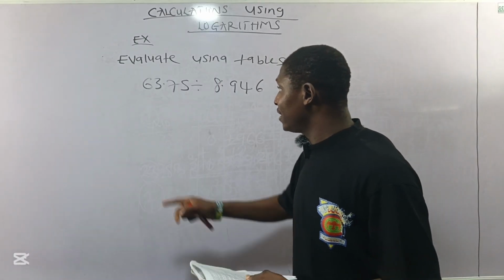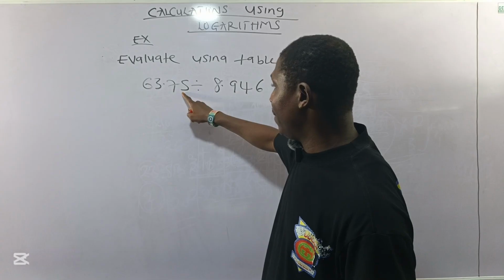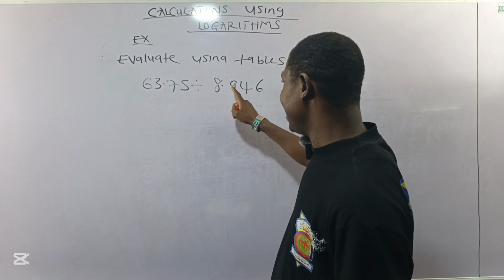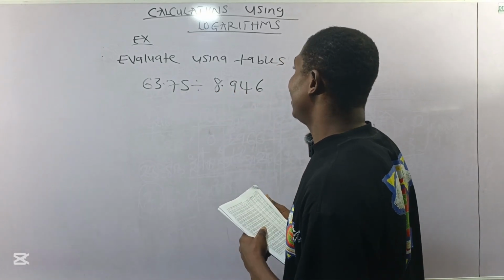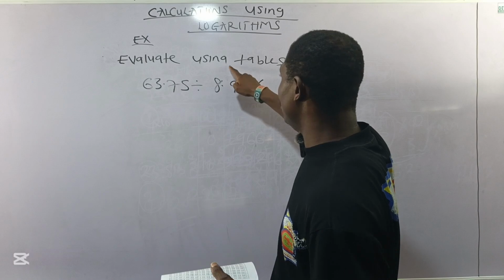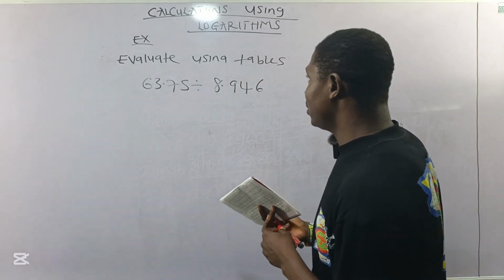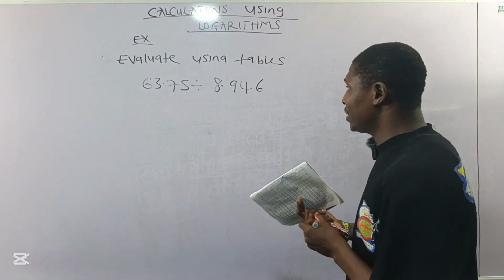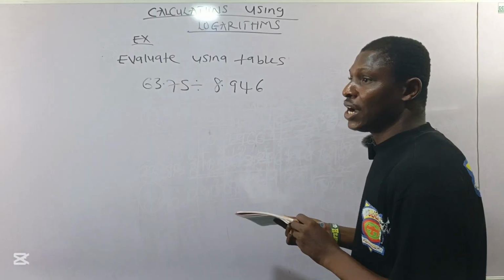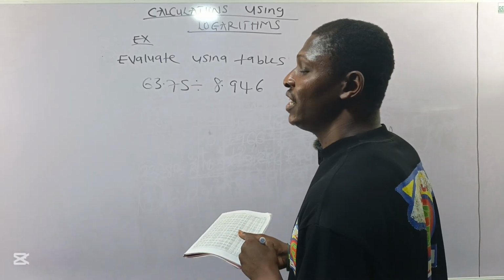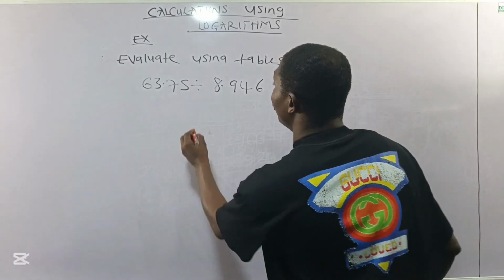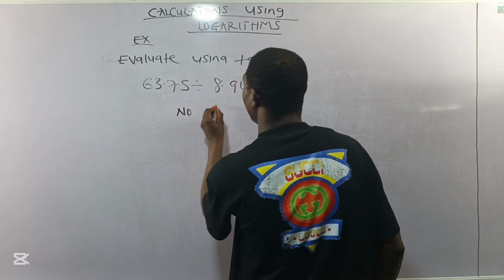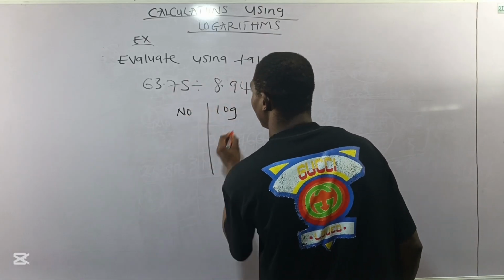Our next question is 63.75 divided by 8.946. They say we should evaluate using tables. Using tables in an exam simply means we are not to use a calculator, but you can use your calculator to verify your answer in a theoretical examination. So we have our number and our log.